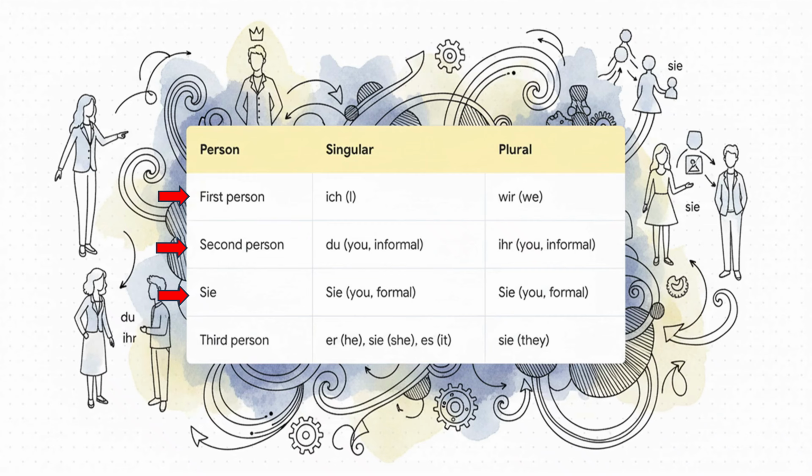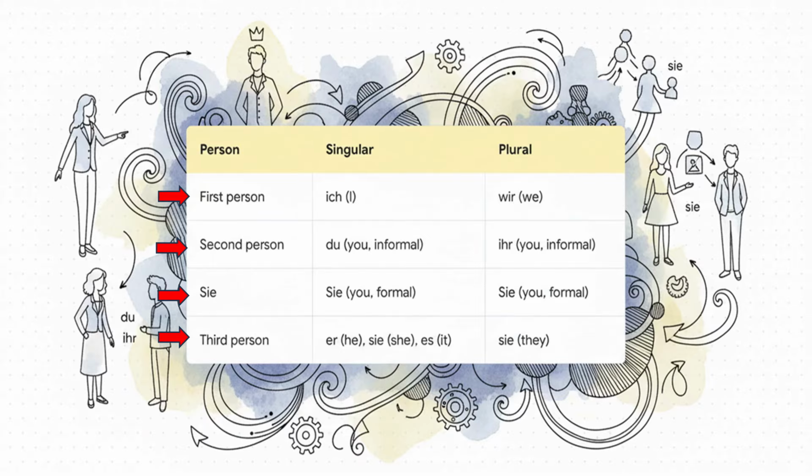For formal situations, that is, dealing with strangers, elders, or in official settings, we use Sie with capital S for both singular and plural. In the third person, we have er for he, sie for she, es for it, and sie with a small s for they when talking about more than one person or thing.